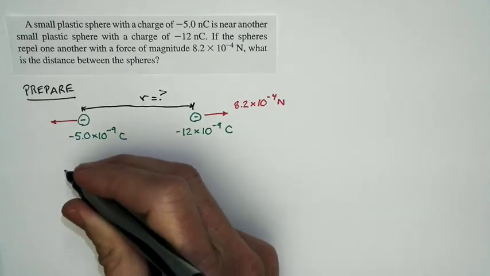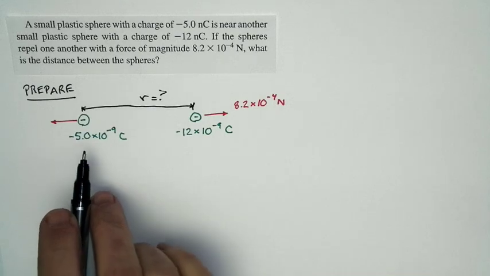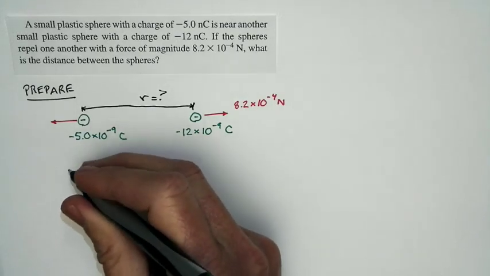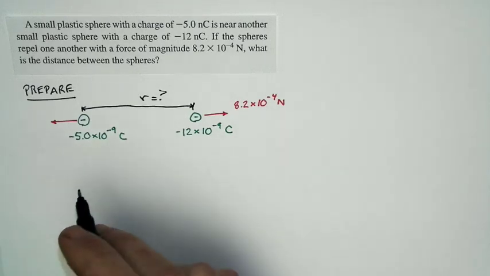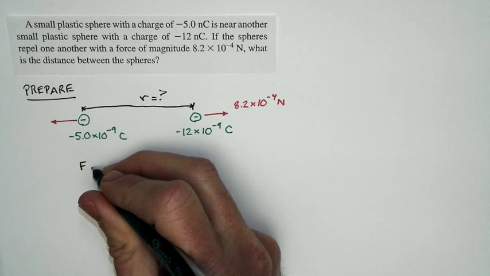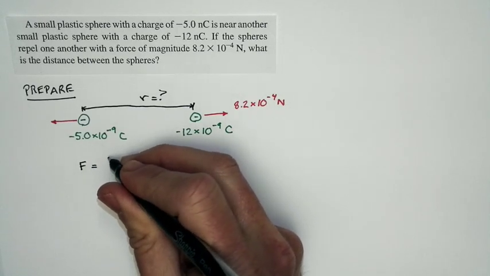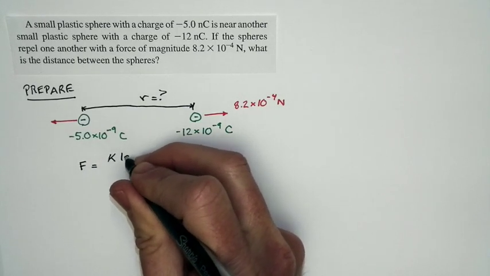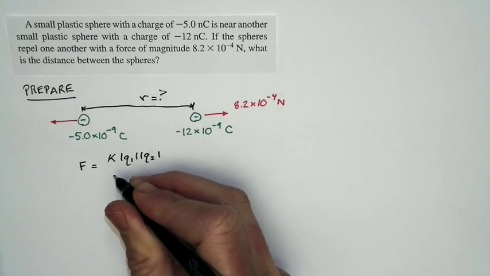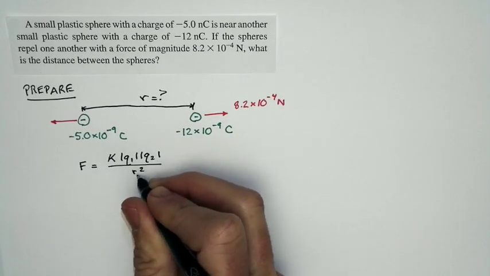This is a straightforward Coulomb's law problem. We know if I have two negatively charged spheres, the forces between them will be equal and opposite. They'll repel each other. We can also calculate the magnitude of the repulsive force. It's equal to the electrostatic constant K times the magnitude of charge Q1 times the magnitude of the charge Q2 divided by the square of the distance between them.